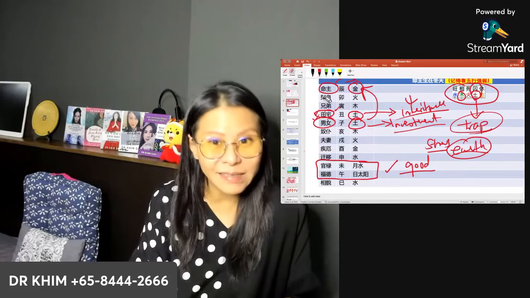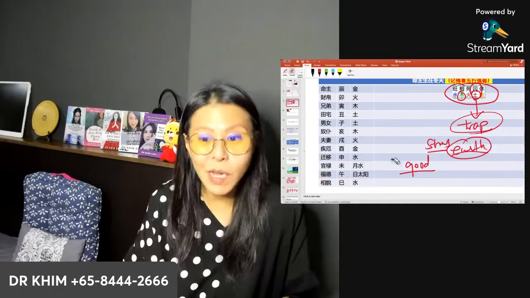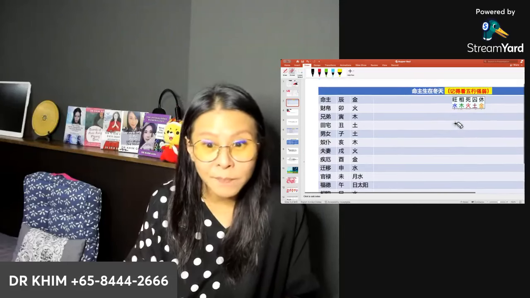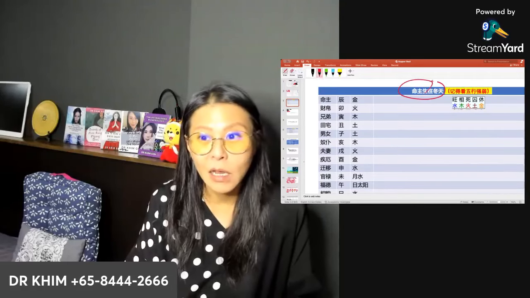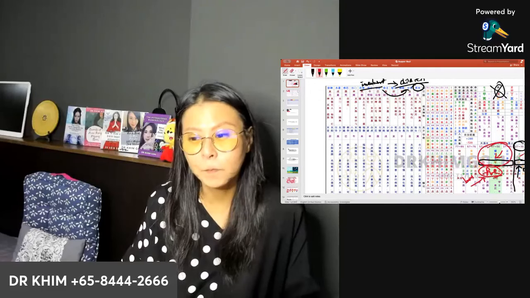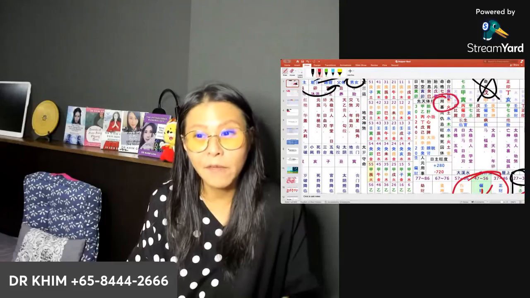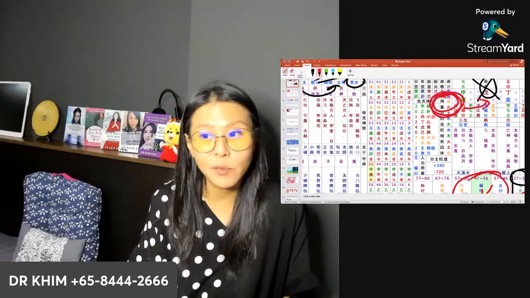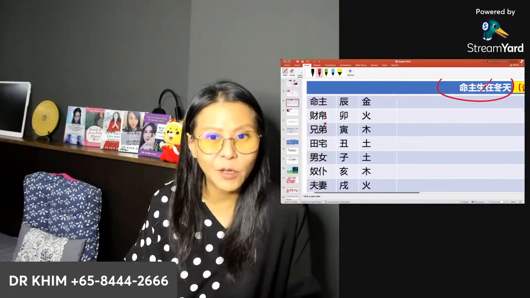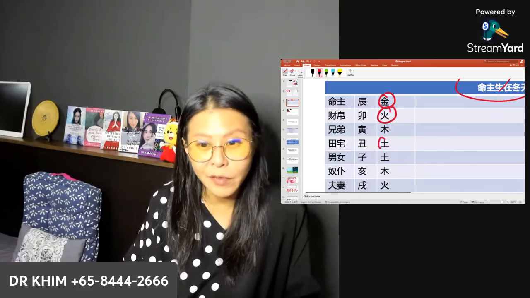Next, another thing you can see is what is good for you. For example, your favorable element in this chart, because this person is born in winter. Born in winter, the favorable element definitely is fire. So fire, metal, earth, these three are good for this birth chart. So when you look here, fire, metal, earth also benefit the owner.